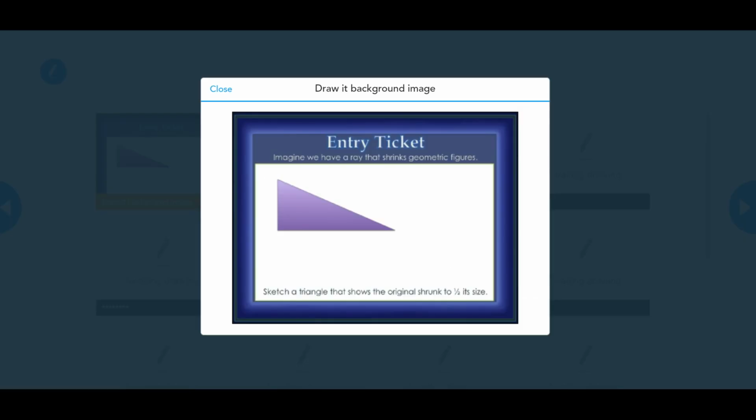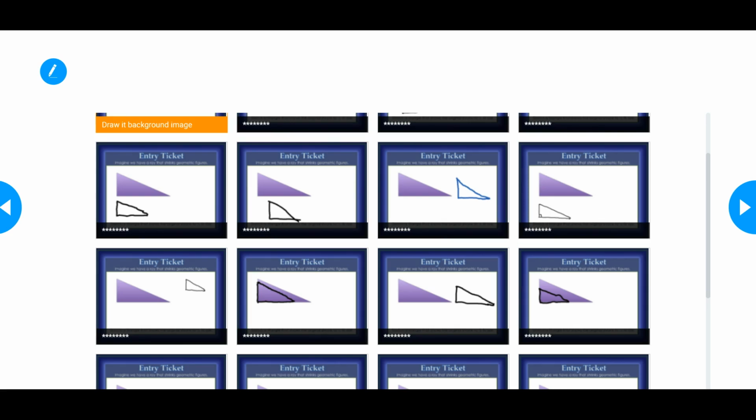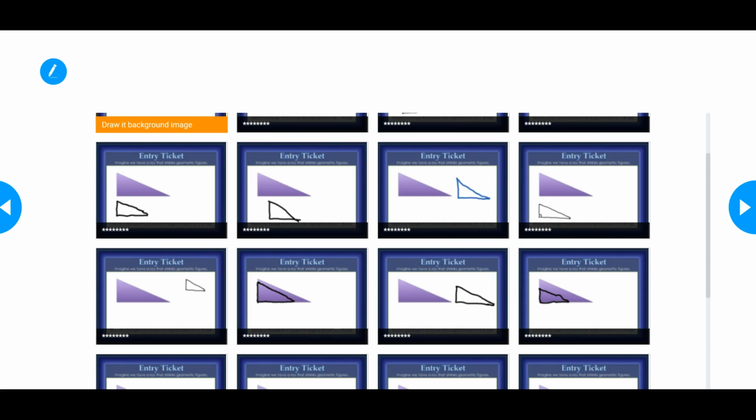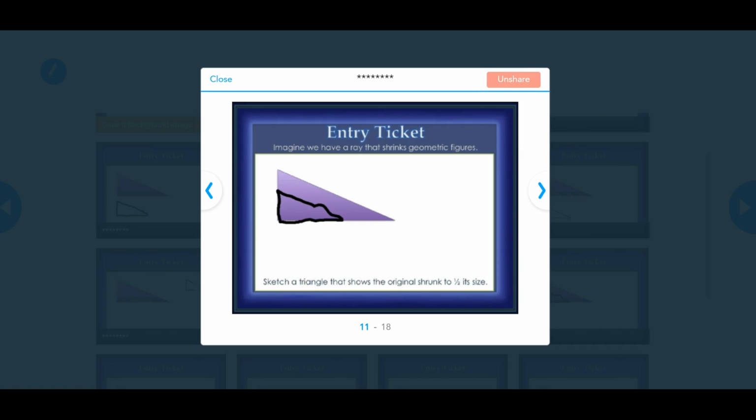All right, here's a little activity that I'm going to let you do. It says, imagine we have an array that shrinks geometric figures. Sketch a triangle that shows the original shrunk to half its size. Okay, I'm going to share with you a couple different drawings to see what different people did. So here's one drawing, and we'll talk about these in a minute. So there's one way that someone drew this. Here's another way that another student chose to complete this.